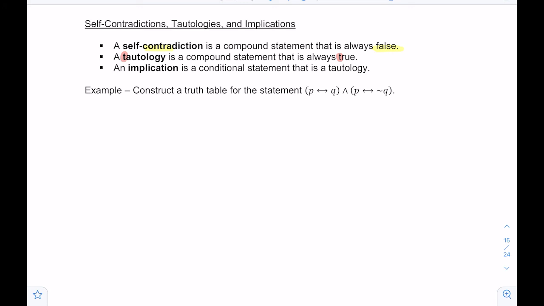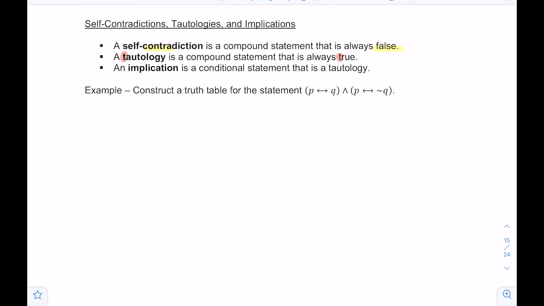And an implication is a conditional statement that is a tautology, so it's always true. If you think about when people use the word imply, so this implies something else. You're assuming whatever it's implying is true. So an implication is a conditional statement that is a tautology, so it's a compound statement that's always true.